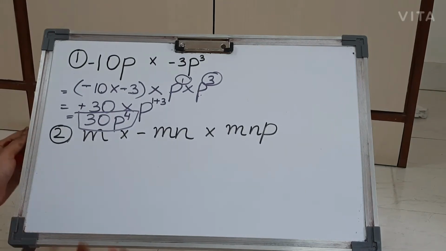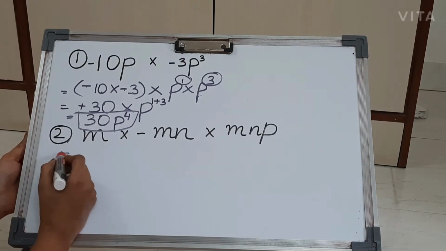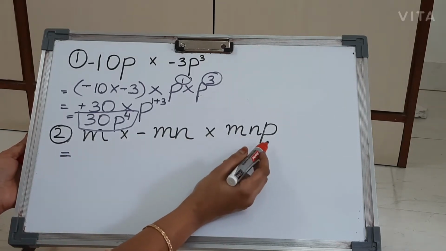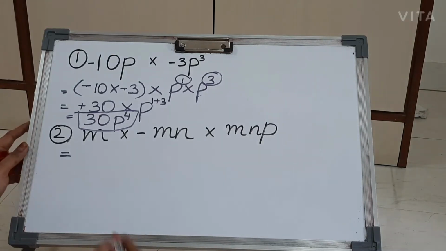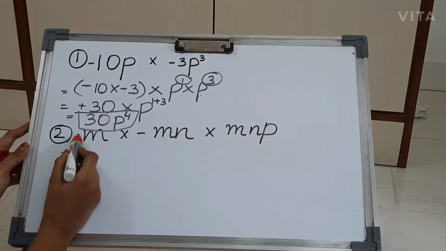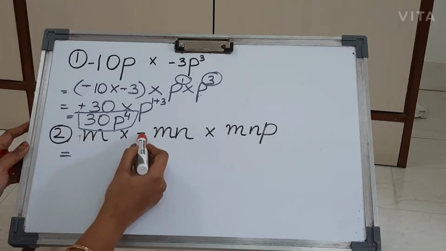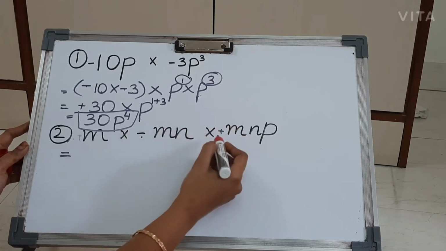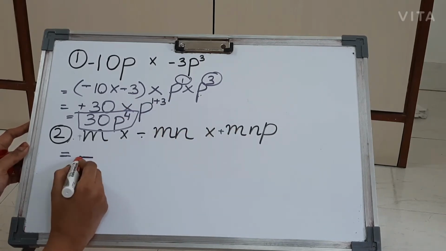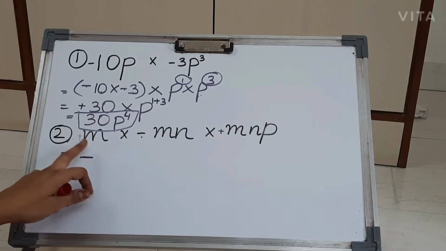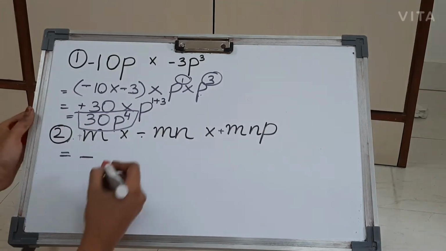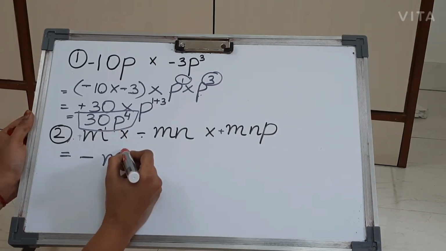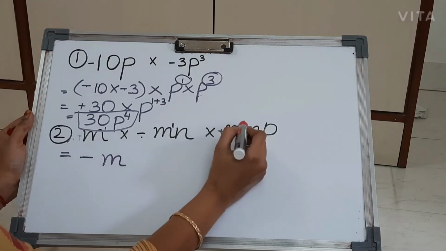Now suppose the question is m into minus mn into mnp. So how are we going to multiply this? Here nothing is there, which means it is a plus sign. So here plus into minus is minus. Minus into plus is again minus. So we'll put a minus sign here. Now which are common here? m, m, m. All have m as the common base. Now nothing here means the power is 1. Here also 1 and here also 1.